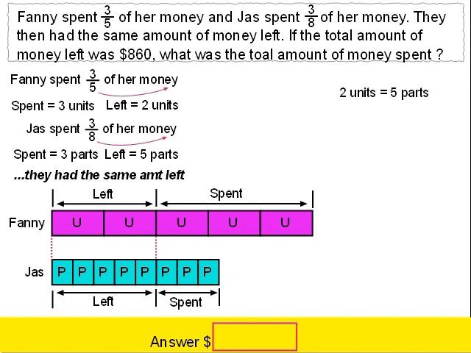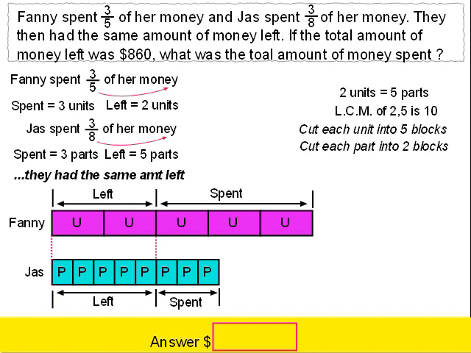Alright, making use of the LCM principle, or lowest common multiple of 2 and 5, which is 10, we're going to cut each unit into 5 blocks, and each part into 2 blocks. Alright, so you do that. But instead of cutting, sometimes the model turns ugly. You also can replace it by drawing an arrow.